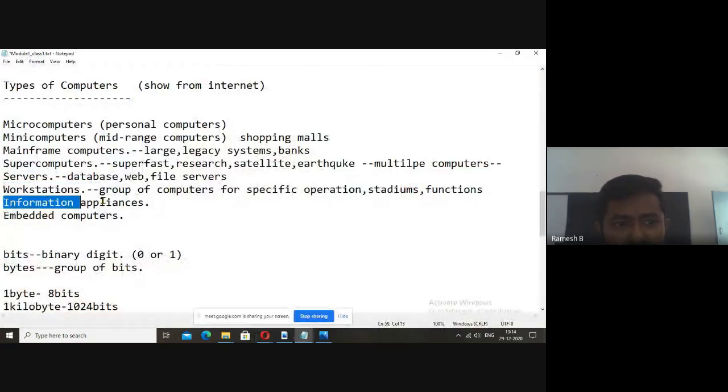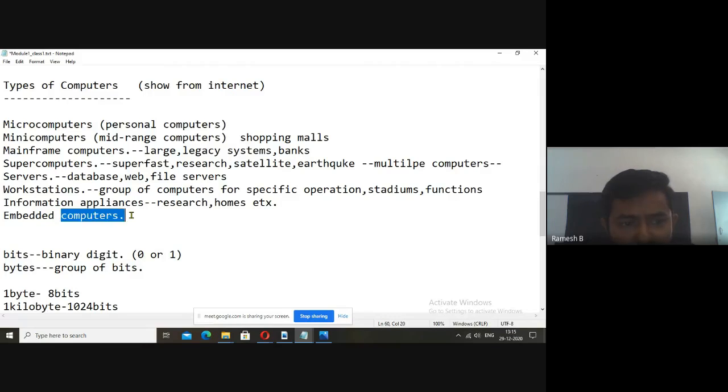Now the next thing is information appliances. They are used in research and in homes, etc. Next, embedded computers. Examples: oven, microwave oven, remote control. All these are examples of embedded computers.